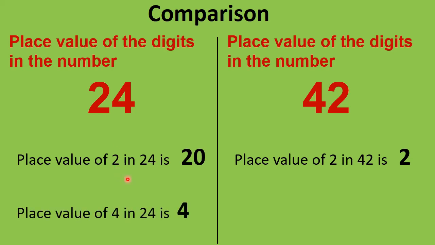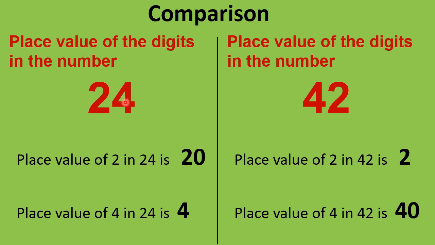And also place value of 4 in 24 is 4. See here, in the number 24, place value of 4 is 4 itself because it is at one's place. Coming to the other side, place value of 4 in 42 is 40. In this example, place value of 4 is 40.